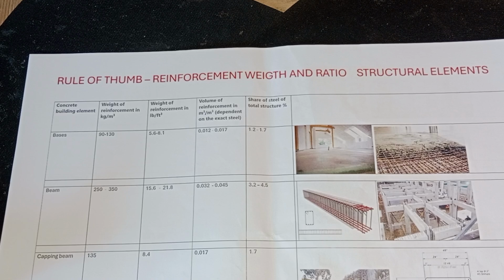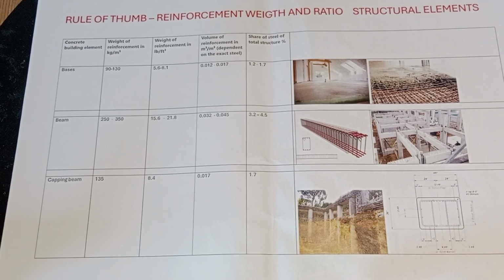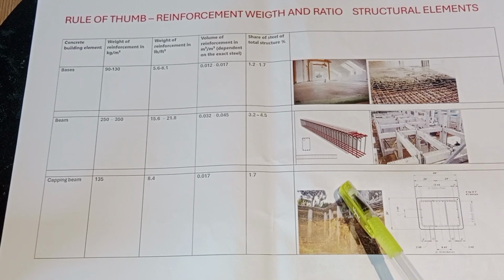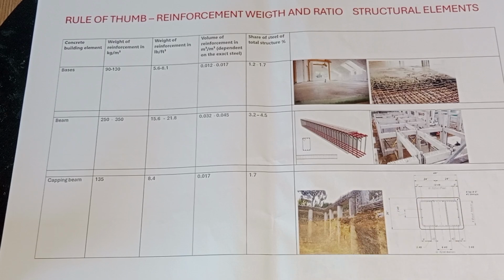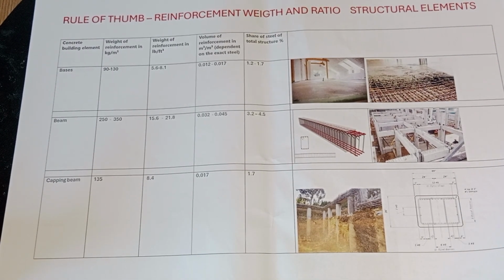And the third one is capping beam. Yeah, you know that the capping beam I've shown here. Capping beam is generally to connect the piles together and safely transfer the loads above to the foundations. In this case, we have about 135 kilogram reinforcement, that is the optimized range, and the reinforcement ratio about 1.7% of the section. If you achieve this one, it means that you have a good design.